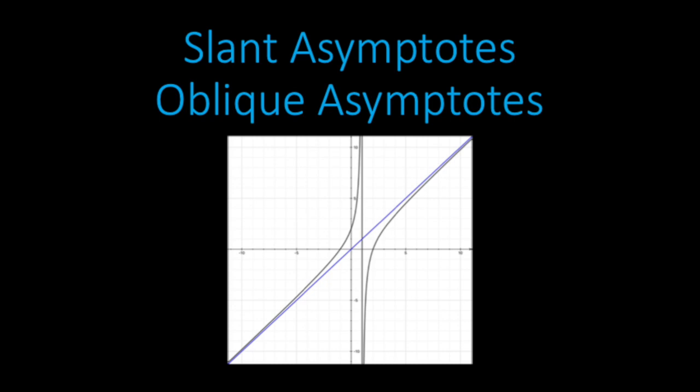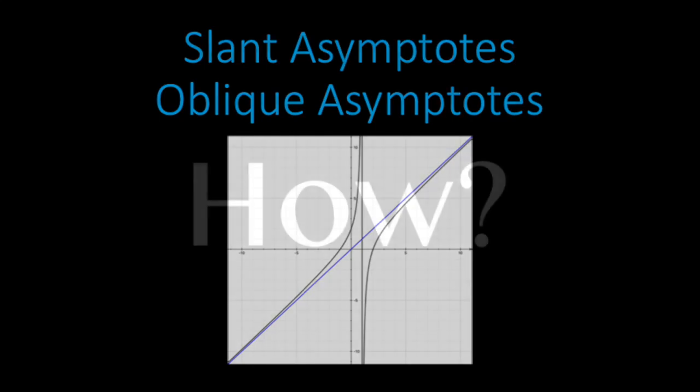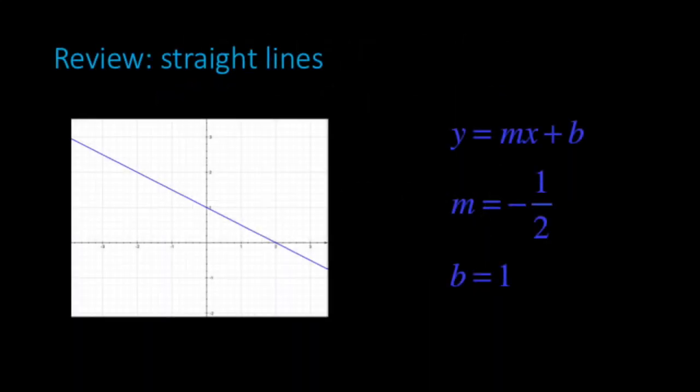On this graph, the slant asymptote is shown by the blue line. As x gets extreme in either the positive direction or the negative direction, the graph gets closer and closer to that line. How does that happen? A straight line has an equation that looks like y equals mx plus b, where m is the slope and b is the y-intercept. What else has an equation that looks like that?